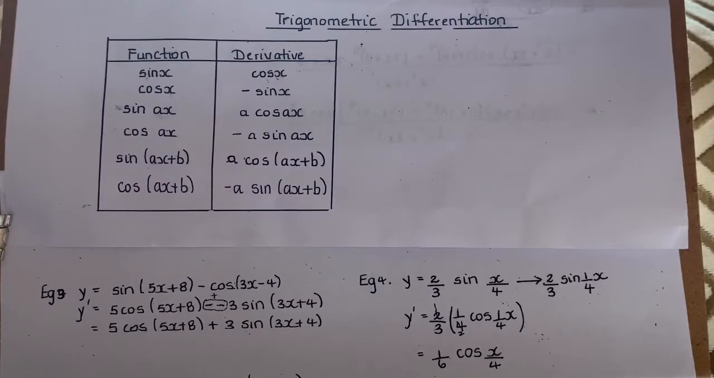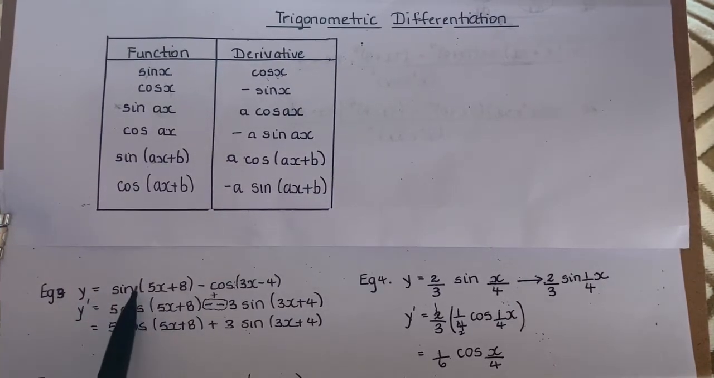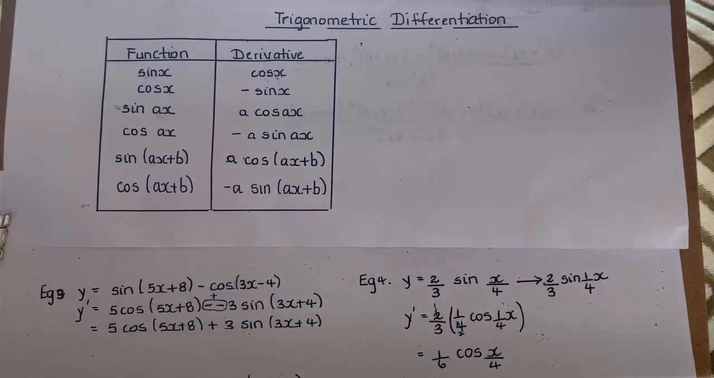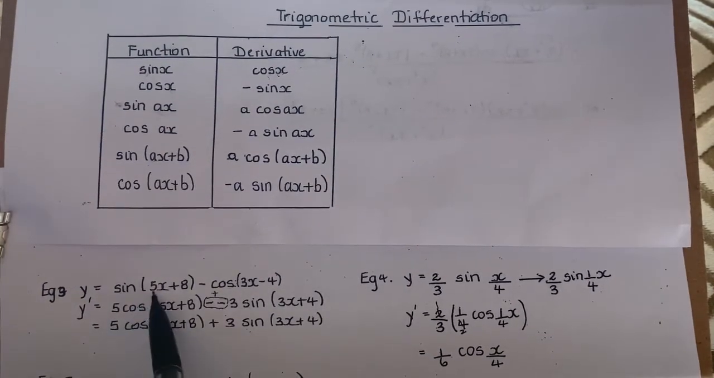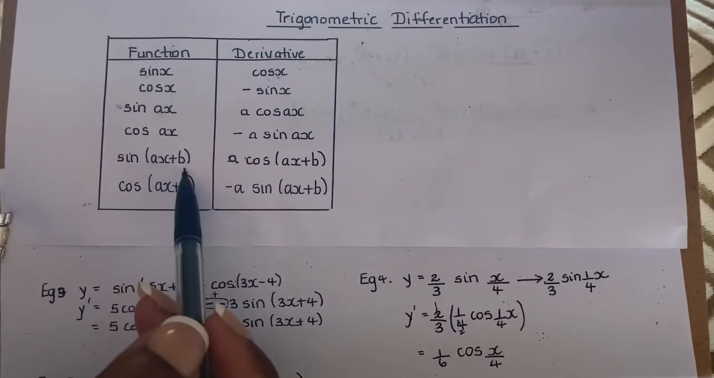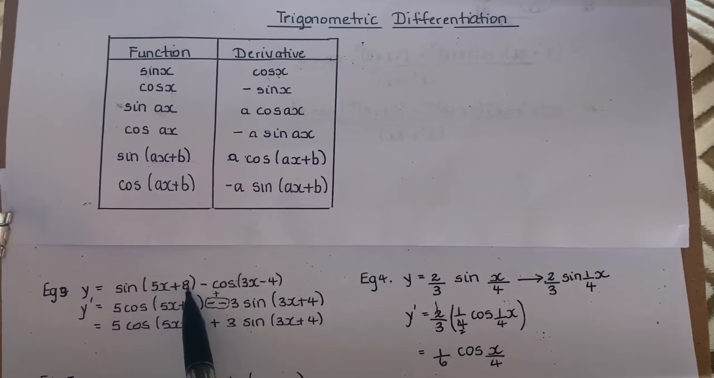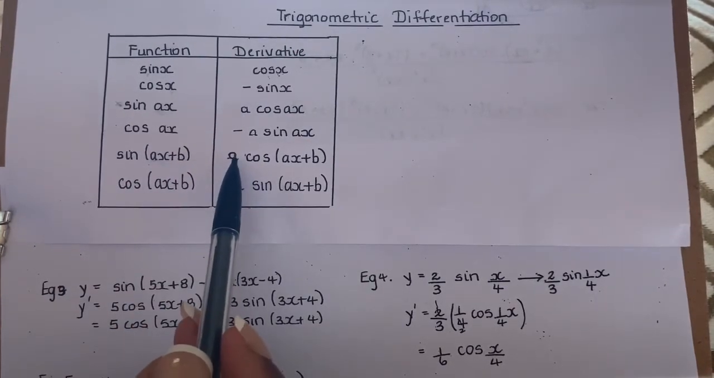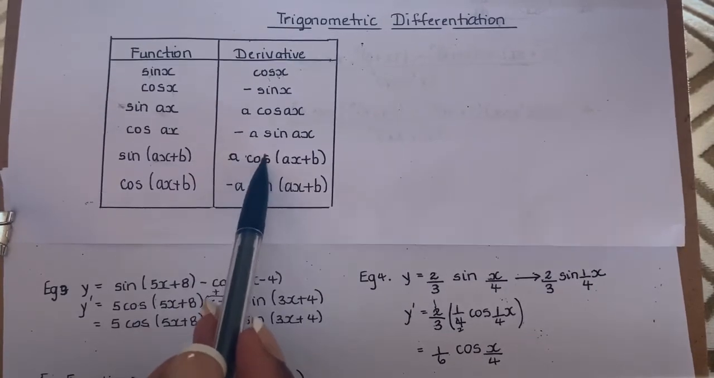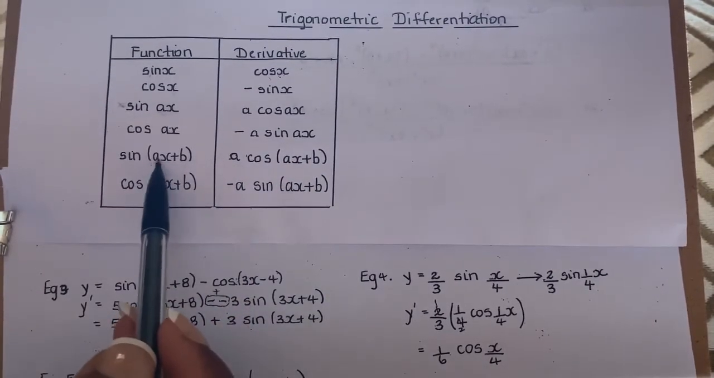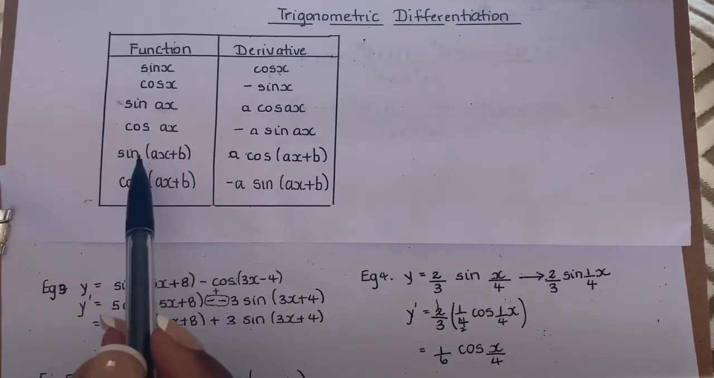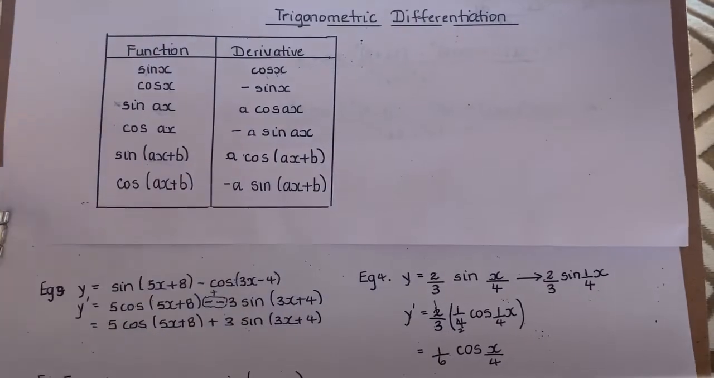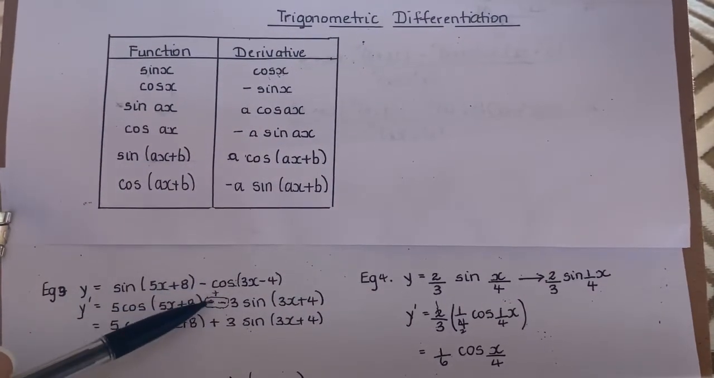For our next example, we have y equals sine 5x plus 8 minus cos 3x minus 4. For this first part, sine 5x plus 8, the function is in this form, ax plus b. So for sine 5x plus 8, we get 5 cos 5x plus 8. 5 here is the coefficient of x, and 8 is the constant. So once again, sine 5x plus 8 makes our answer 5 cos 5x plus 8. As you see there, the minus sign goes back.